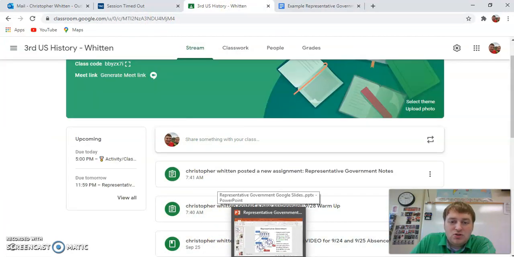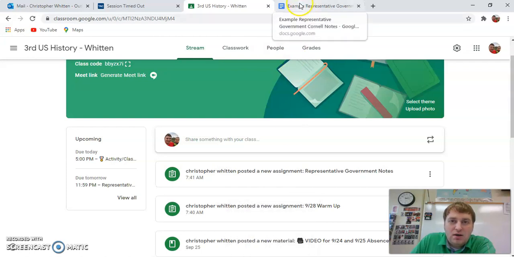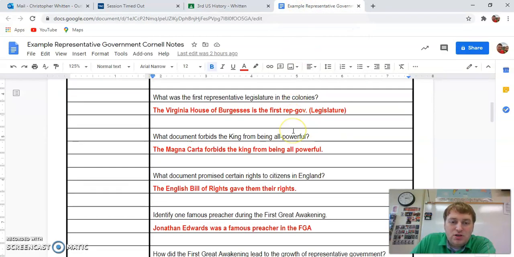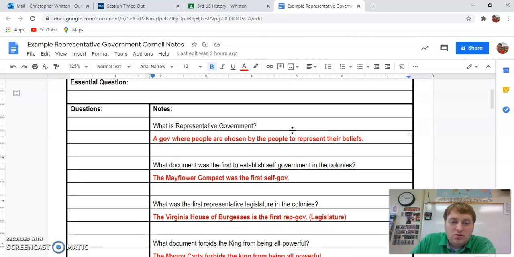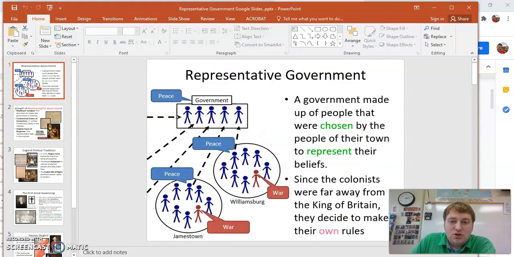Towards the end of the video, I'll have the notes open for you so you can pause the video and catch up with your notes. But for right now, I'm just going to go through the actual lesson. That way, you can just go straight into the notes whenever you are ready.